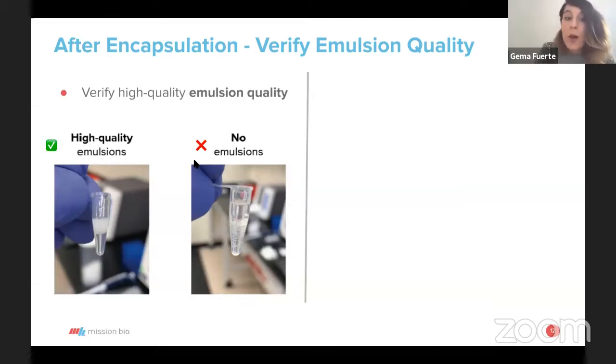One of the reasons why we could see no emulsions generated after the encapsulation step is perhaps some contamination with debris or dust, that if it clogs one of the channels, then all the reagents will not flow, or some of the reagents will not flow, and we will not generate successful emulsions. But what we see normally is that we generate high quality emulsions on the left.